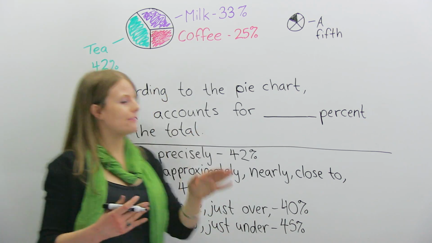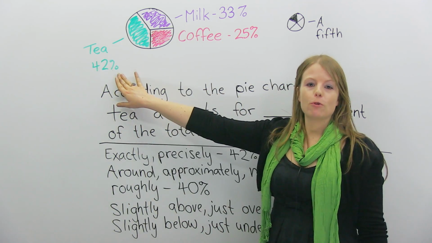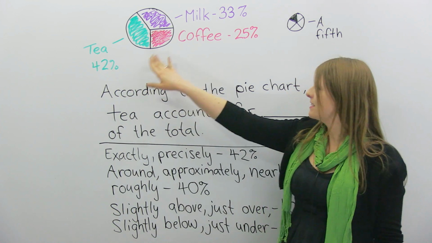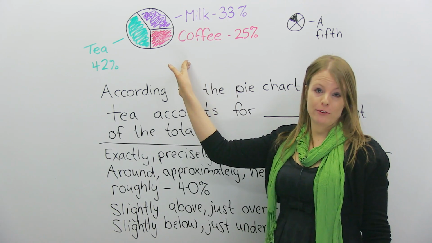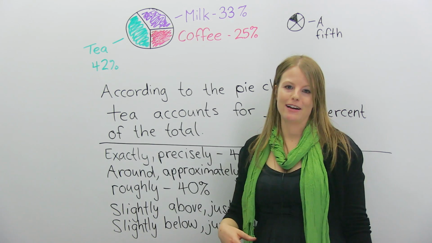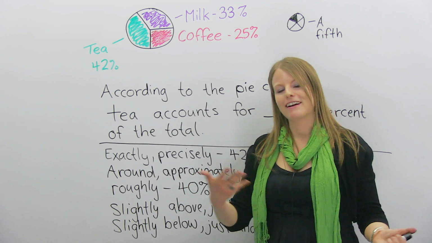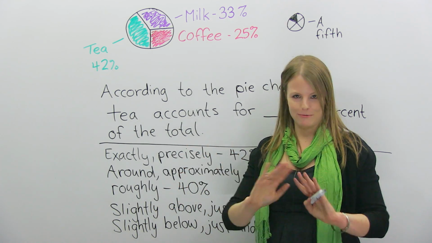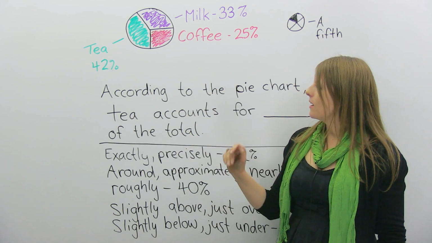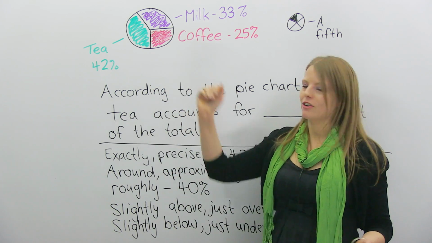So if you look over here, 42% of what I drank today was tea. I love tea. 25% of what I drank was coffee. And 33% of what I drank was milk. To be honest, I also drank water and juice, but to make this simple, we'll just stick with these 3, okay? So imagine you get a pie chart like this.